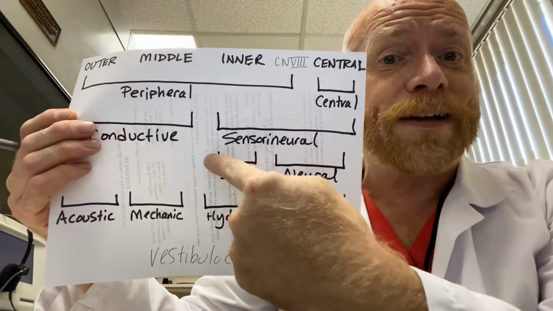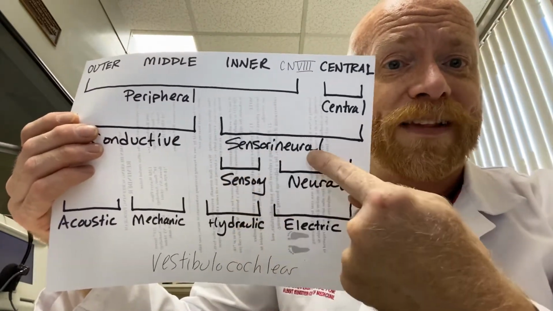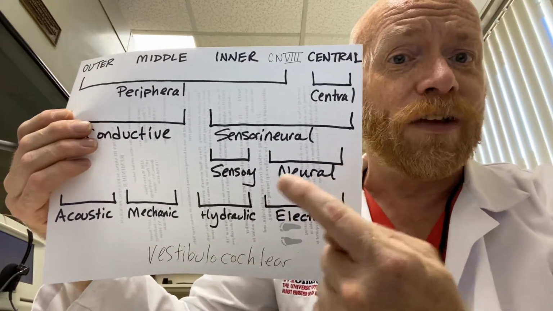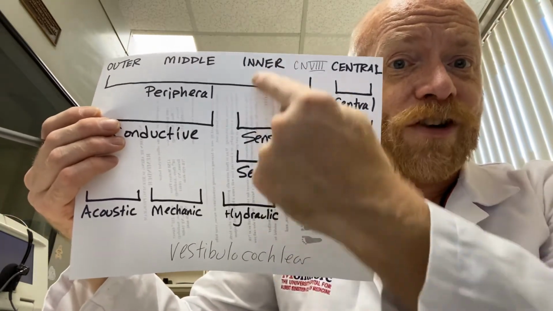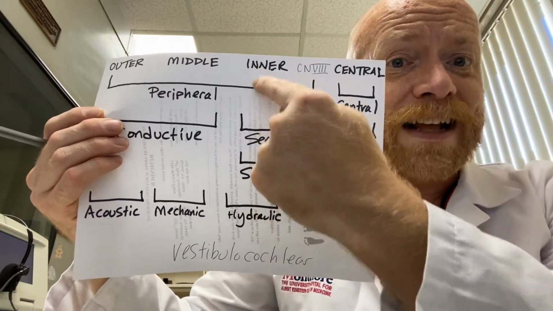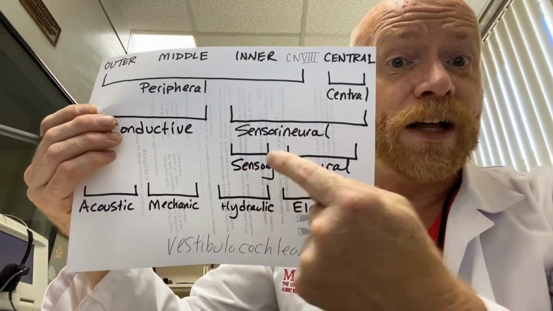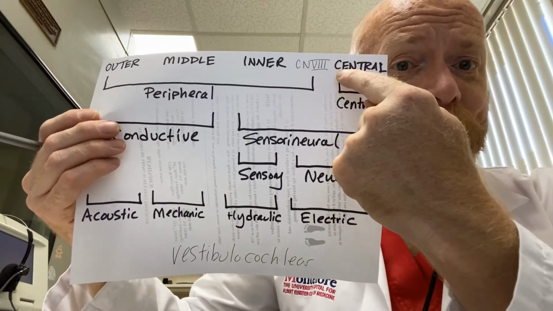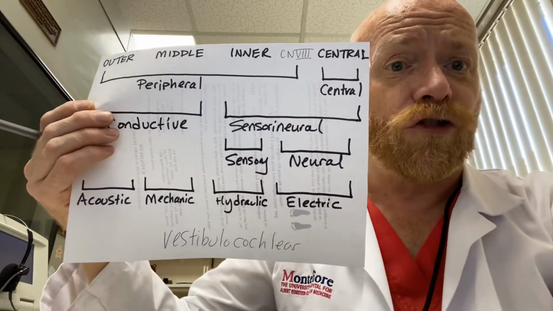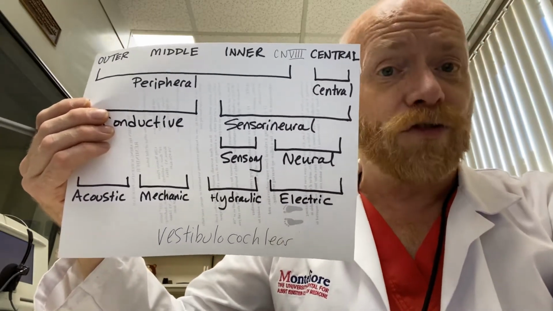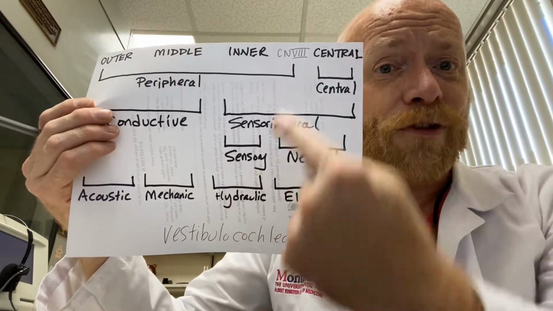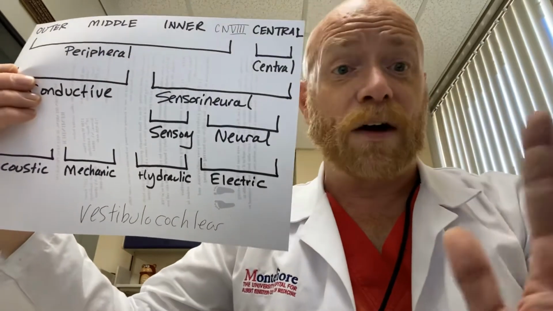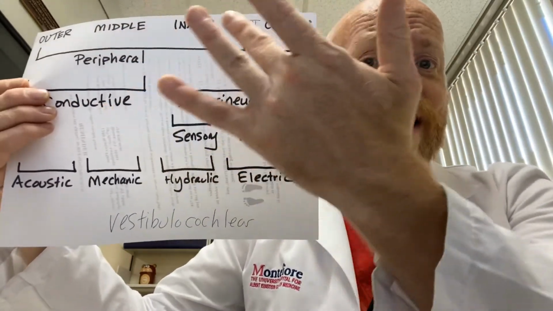Now, we can further break down the sensory neural mechanism. You see the word sensory neural, it's got two words, right? It's a compound word made up of sensory and neural. Sensory is the inner ear, meaning the organ of hearing, the cochlea. Neural is the nerve, cranial nerve number 8, brainstem and brain. So when you hear sensory neural, you know that if it's a sensory neural hearing loss, it's either the cochlea, cranial nerve number 8, or the brainstem or brain. Now, we as audiologists, more often than not, don't really get into determining where the pathology is.